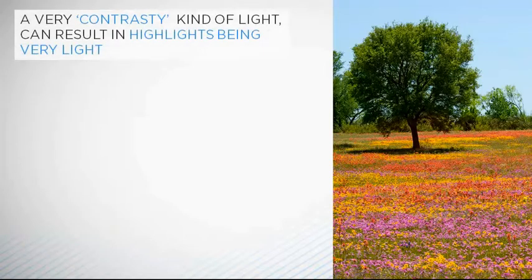When the sun is shining from a clear blue sky, the light will be hard and directional. Areas lit by the sun will be bright and vivid, while shadow areas can appear dark, almost black. This is a very contrasty kind of light, and in a photograph it can sometimes result in highlights being very light, almost burnt out, and shadow areas being dark and blocked up if the contrast range is too great for the camera to cope with.